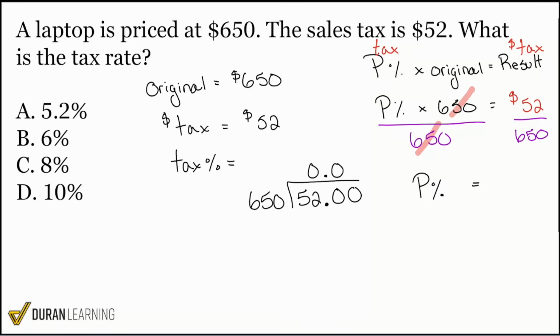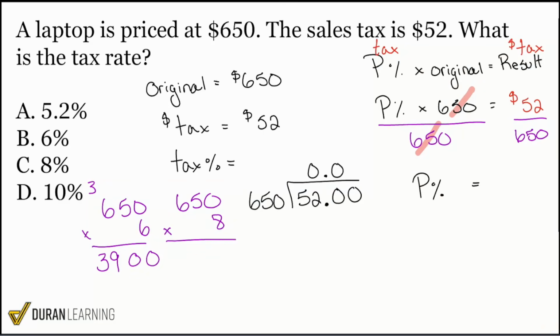So I'll go ahead and try 6. 650 multiplied by 6: 0 times 6, 5 times 6 is 30, 6 times 6 is 36, carry the 3 is 39. Nowhere near what I'm looking for, so let's try 8. 650 multiplied by 8: 0 times 8, 5 times 8 is 40, 6 times 8 is 48, carry the 4 is 52. So we actually have exactly what we need when we use 8. We get exactly 5,200.